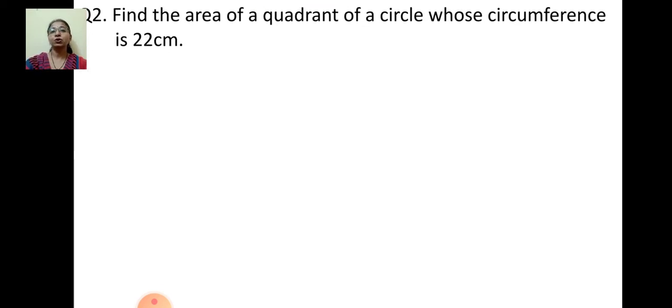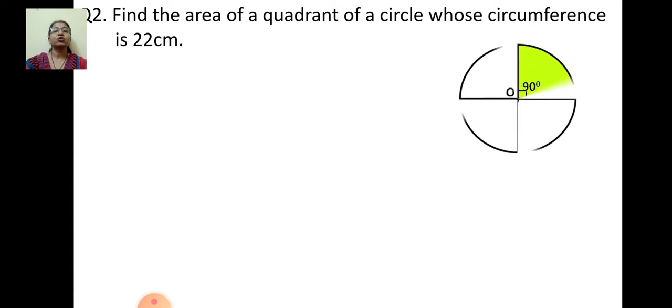Question number 2. Find the area of a quadrant of a circle whose circumference is 22 centimeter. Now let us see what is meant by a quadrant of a circle. So here is a diagram. In this diagram, O is the center of the circle and we have drawn two mutually perpendicular diameters. They divide the circle into four equal parts and each part is known as a quadrant. Because the diameters are mutually perpendicular, the central angle is 90 degree.